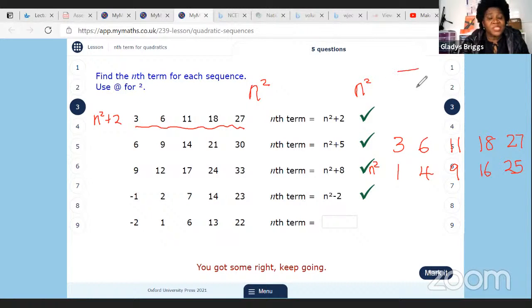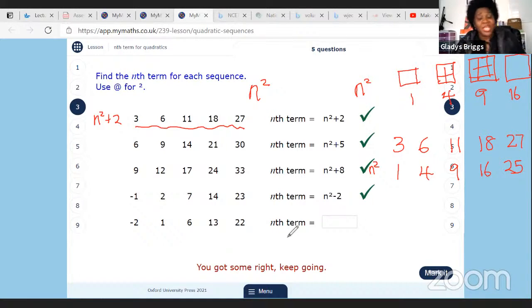So the first square is 1 squared. Then you have 2 squared. Then you have 3 squared. Then you have 4 squared, and so on. And that sequence is 1, 4, 9, 16, 25, and so on. That is this sequence here.